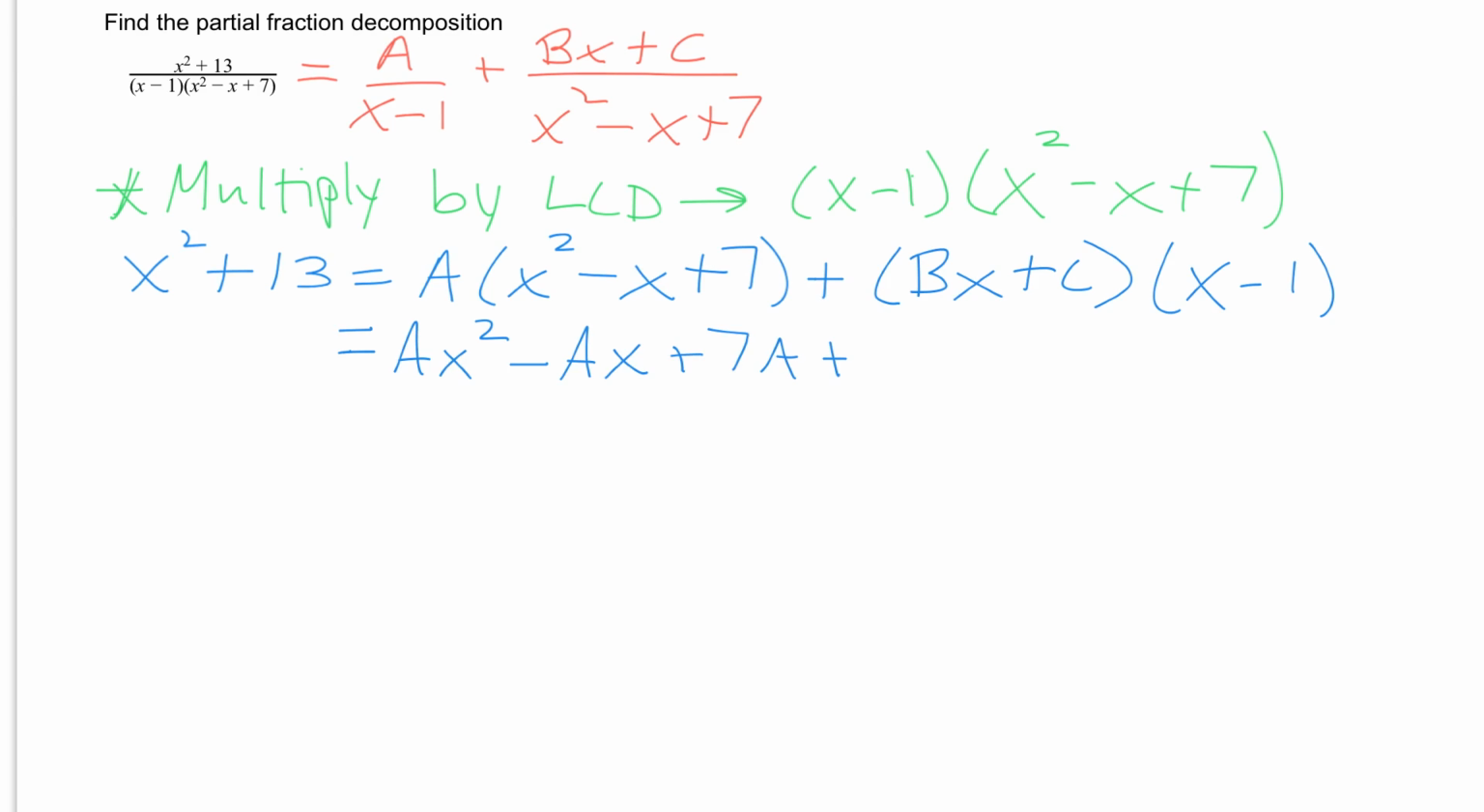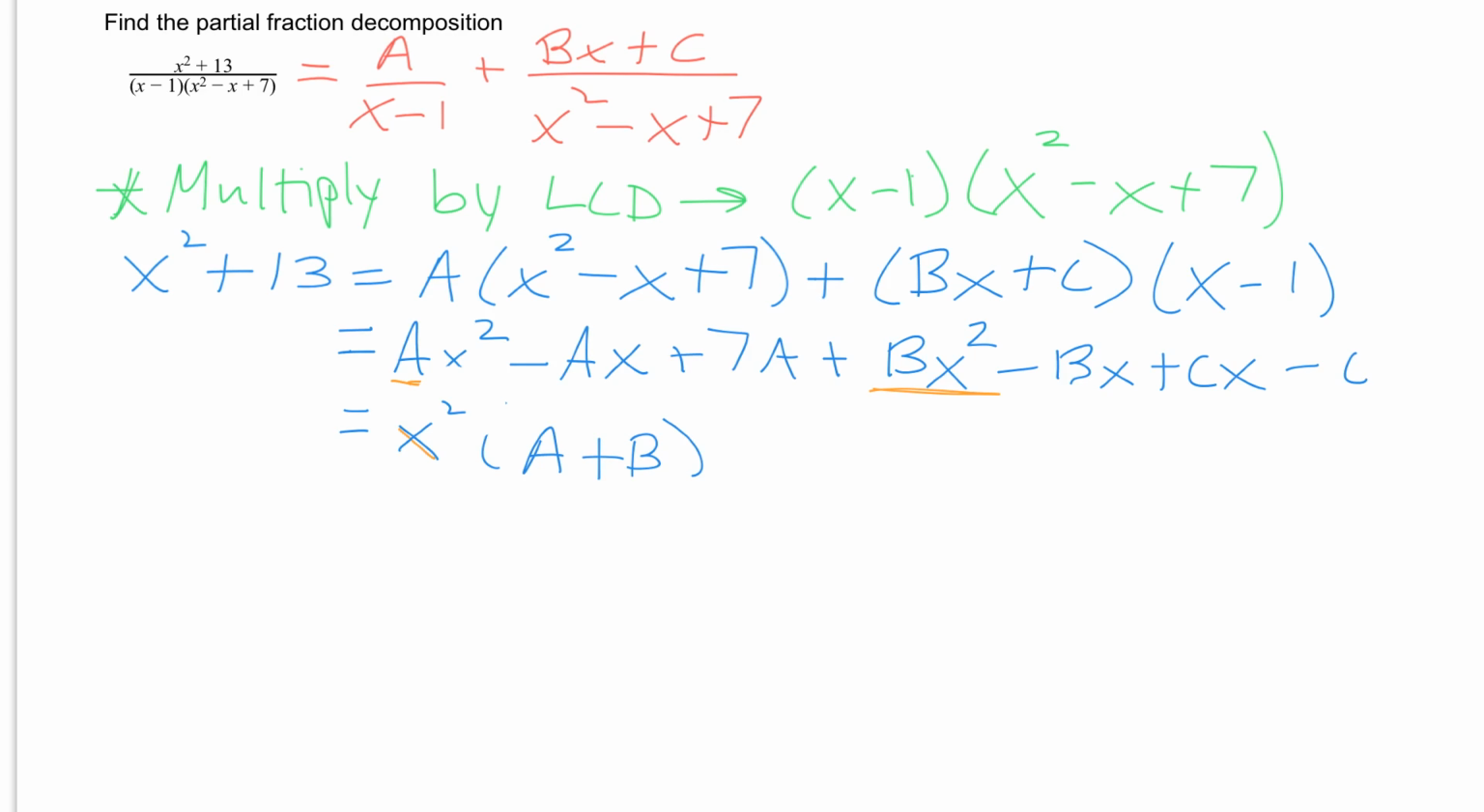Then multiplying out over here, I get Bx times x, which is Bx squared. Bx times negative 1, which is a minus Bx. C times x, which is Cx. And C times negative 1, which is negative C. Then I'm going to do what I was doing before, where I'm going to group together my x squareds, and I'm going to factor that out right away too, so I can save myself a step. So here's my x squared. I'm going to take that x squared out in front, and that gives me an A plus B inside.